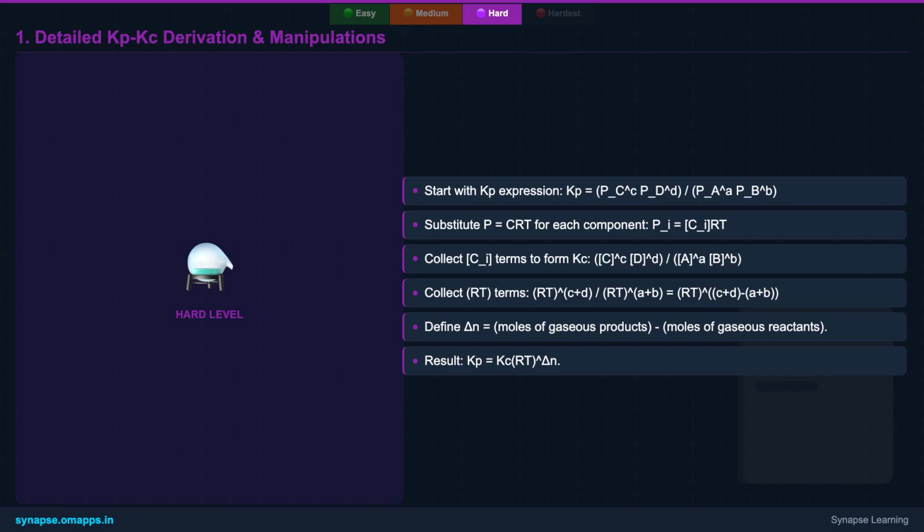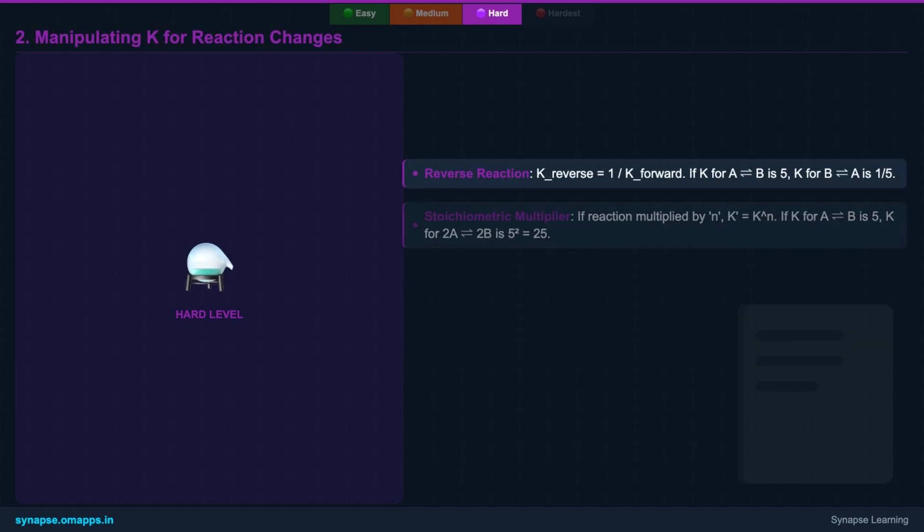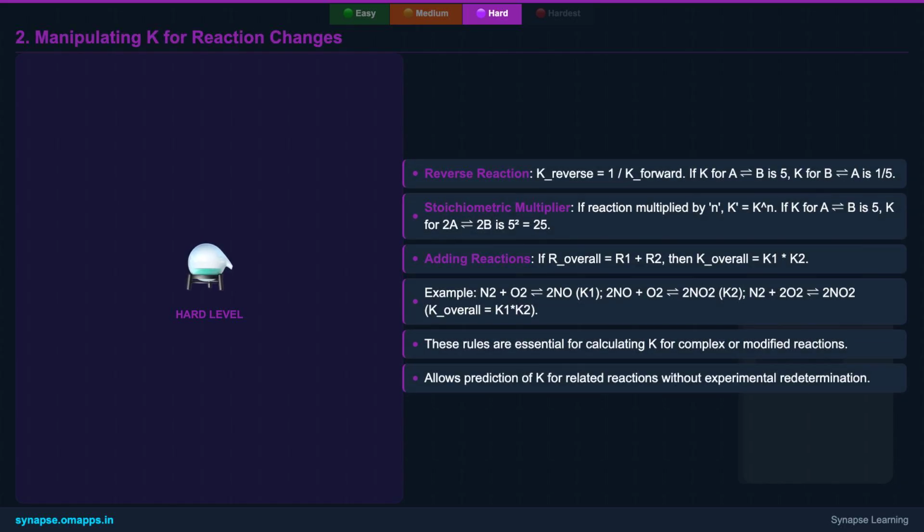we clearly see how Kc emerges and how the power of RT is determined by the stoichiometric difference in gaseous moles, Δn. This derivation is fundamental for a deeper understanding and for solving problems where you need to switch between Kp and Kc. Manipulating equilibrium constants is a powerful tool.